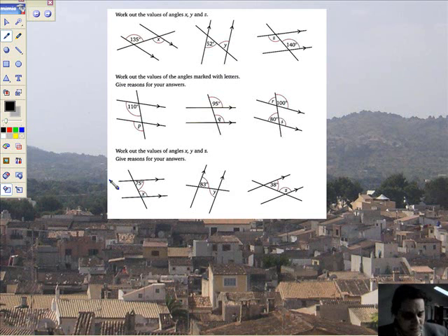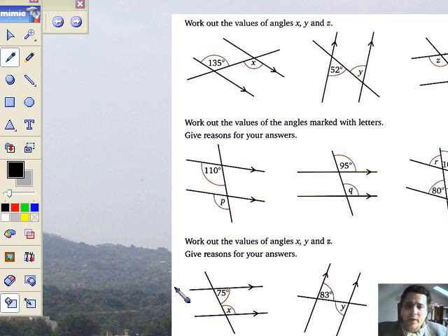This is angles and parallel lines. I'm showing question 1 and question 2 and question 3 there. Let's see what we can do. Right, let's work in red. Work out the values of x, y and z.